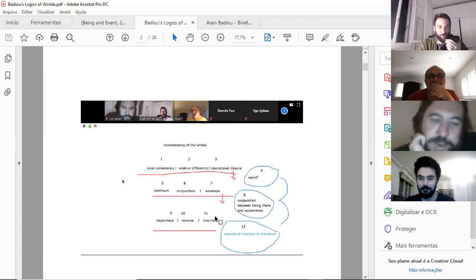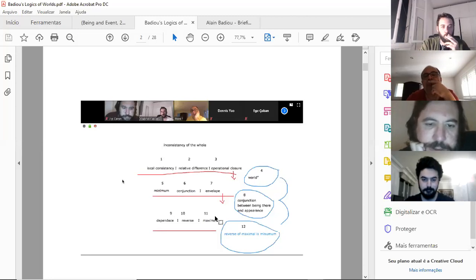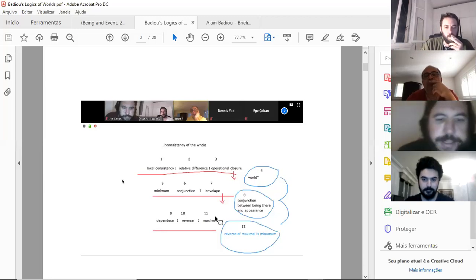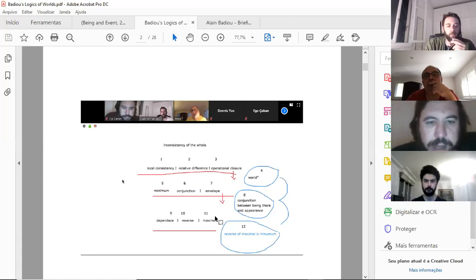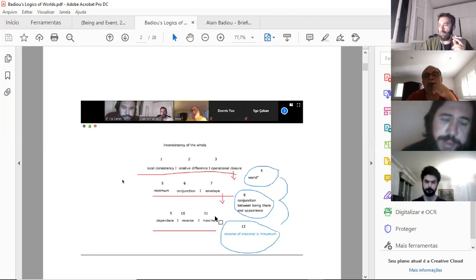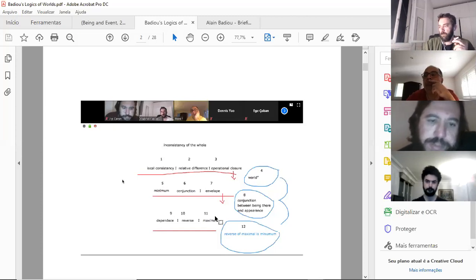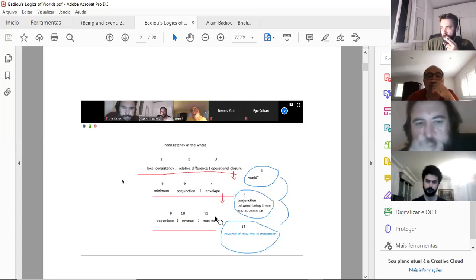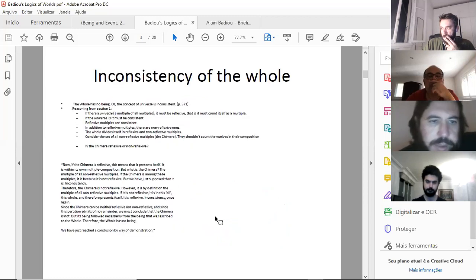So as you might have noticed, I used these categories that are right there, the categories that are the basic structure of the first section of book two, in order to organize the arguments of section three, right? So there is an argument for local consistency, for relative difference, and for operational closure before, in a sense, are presented the three operations of minimum, conjunction, and envelope, right? So we were talking about this.